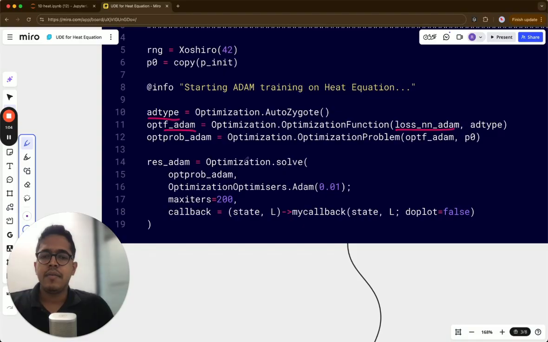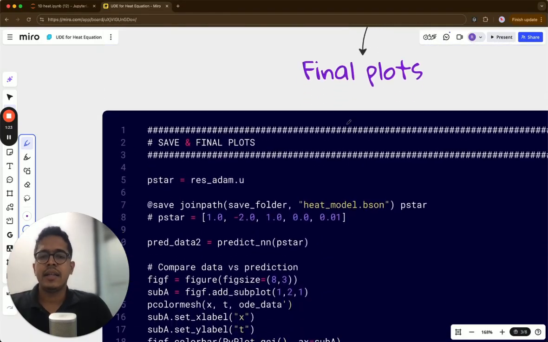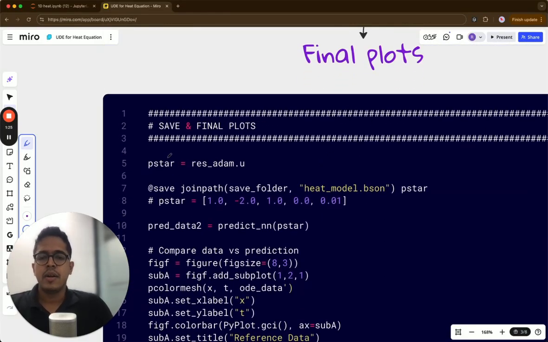And then we just call the solver to solve this optimization problem, where we use Adam with learning rate, step size 0.01. This is the number of epochs, 200. And that's it. Basically, we are storing it in result underscore Adam. And then we can now create the final plot. So the final parameters, I'm just calling it as P star. It's in the result underscore Adam dot U. And dot T will give us the time points.